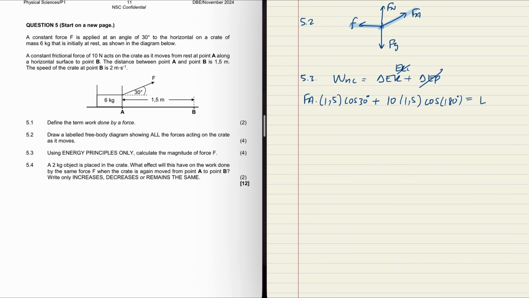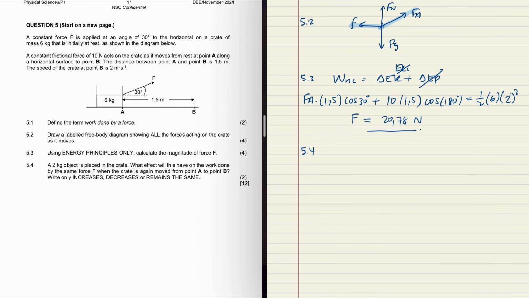So EK final here is half times the mass, which is 6, and then v squared. We know the velocity at B is 2, squared. So now the only thing we don't know is Fa. We can solve for Fa. F, or Fa, whatever you want to call it, is equal to 20.78 newtons.